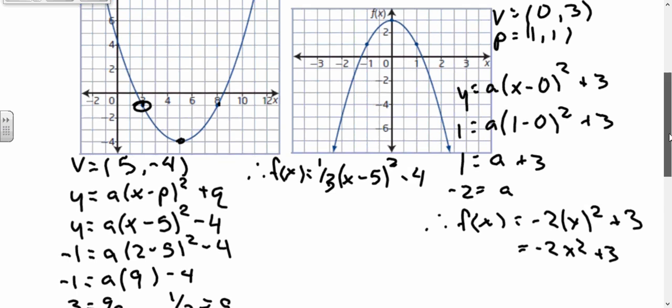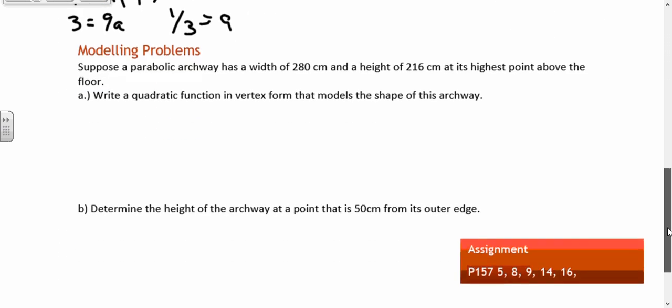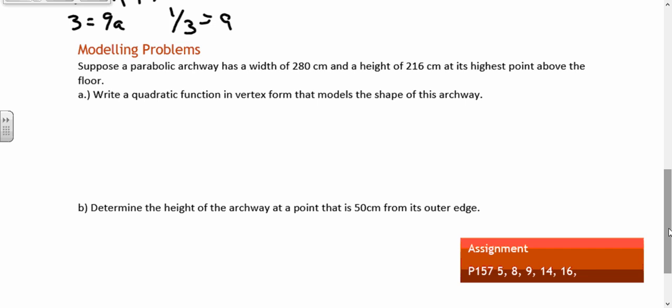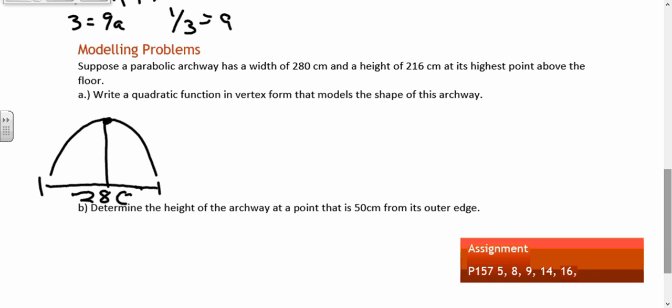We're going to do a quick modeling problem, and then there will be the last bit of the assignment available for you guys. So suppose there's a parabolic archway that has a width of 280 centimeters and a height of 216 centimeters at its highest point above the floor. Write a quadratic function in vertex form that models the shape of this archway.